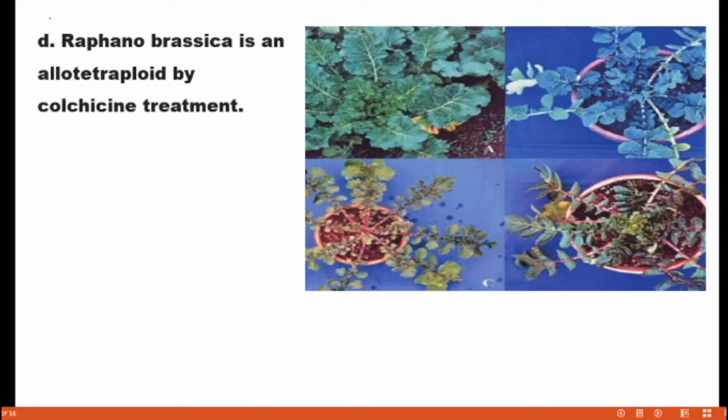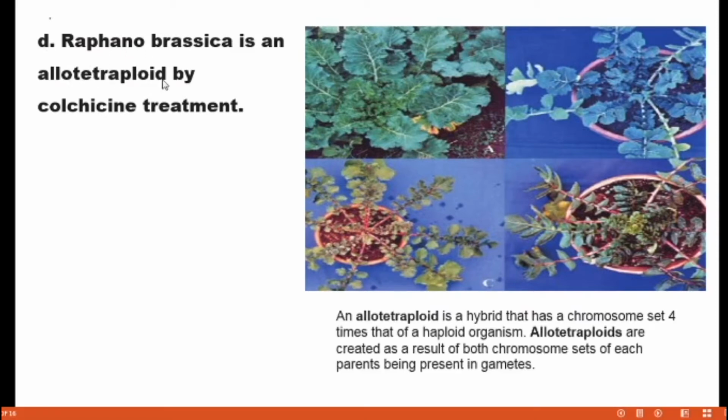Raphanobrassica is an allotetraploid produced by colchicine treatment. So when you go for allotetraploidy using that chemical, colchicine treatment, it becomes allotetraploid. Tetra means four. So what do you mean by that? An allotetraploid is a hybrid that has chromosome sets four times that of the haploid organism.